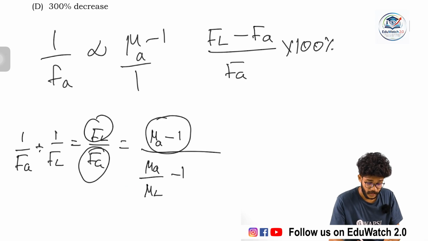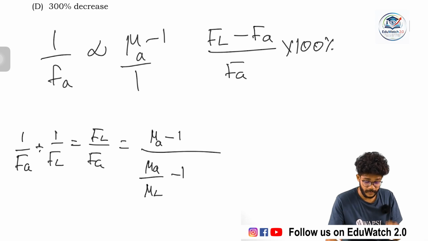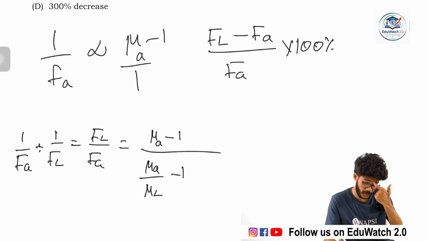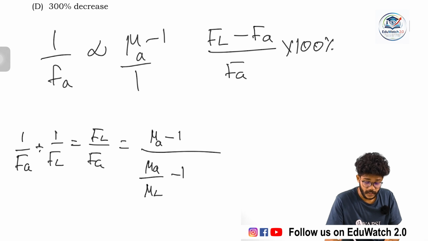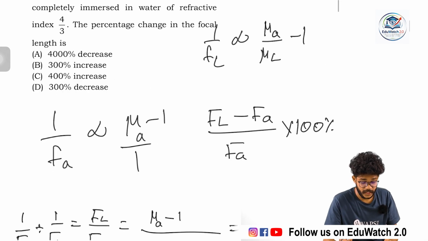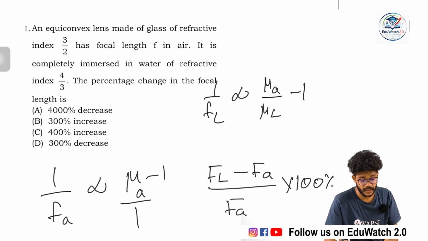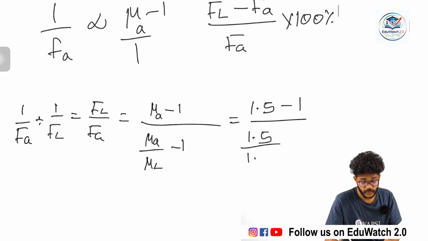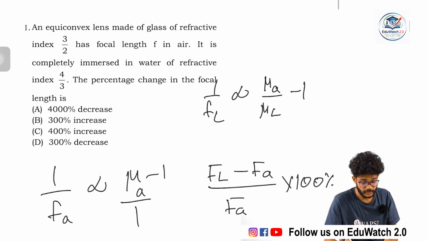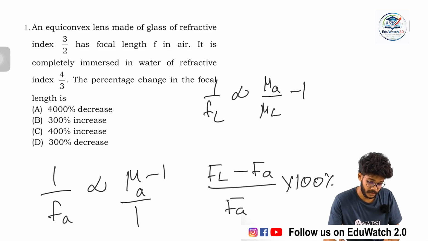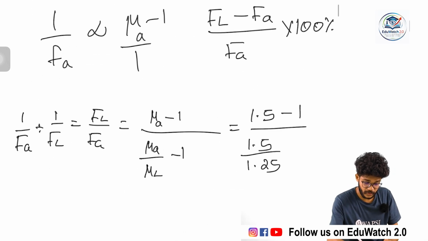So f_L by f_a is equal to (mu_a minus 1) by (mu_a by mu_L minus 1). So we can substitute the values. What is mu_a? 3 by 2, that is 1.5, minus 1, divided by 1.5 divided by mu_L, which is 4 by 3. That is not 1.25.